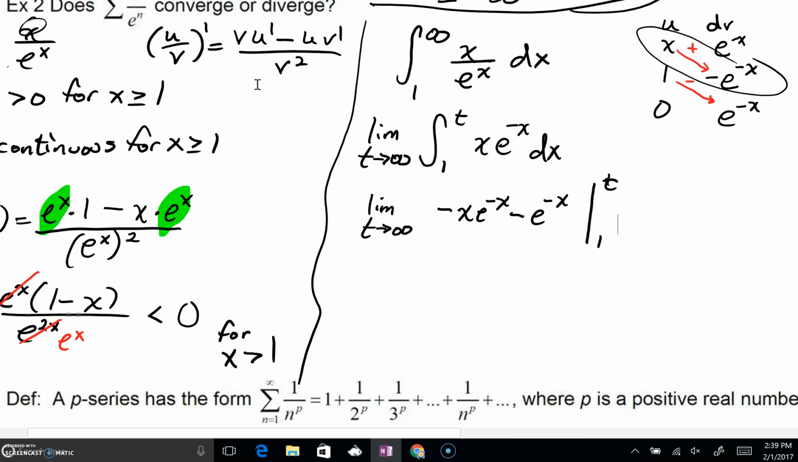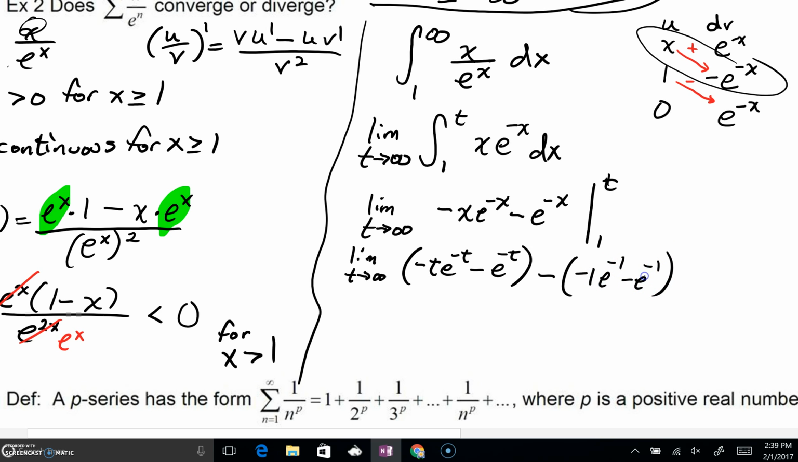Okay, picking back up with example 2, we've taken our antiderivative using tabular integration by parts. A wonderful, wonderful shortcut. But now we have to finish with the fundamental theorem. And please do remember we still have that limit out in front. So with the fundamental theorem, if we were to work this all out, we'd get negative t e to the negative t minus e to the negative t, and then, plugging in a 1, you'd get negative 1 e to the negative 1 minus e to the negative 1.